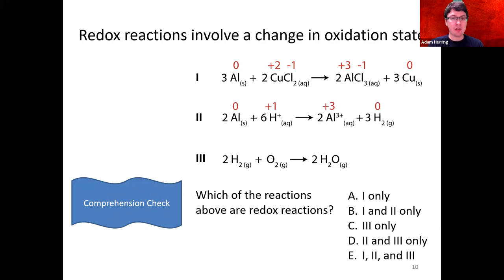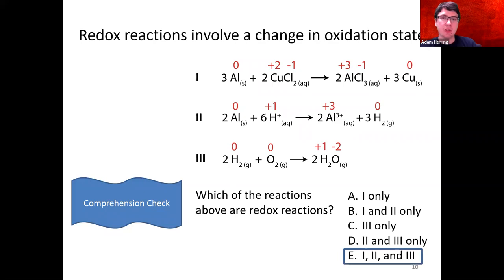In the final reaction, we have 2 elements, hydrogen and oxygen, so therefore they're both 0. And in the product, hydrogen would have a +1 oxidation number, and oxygen would have a -2 oxidation number. So all 3 of these are redox reactions.